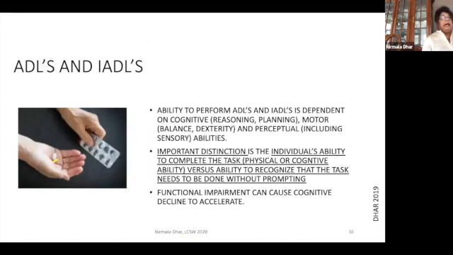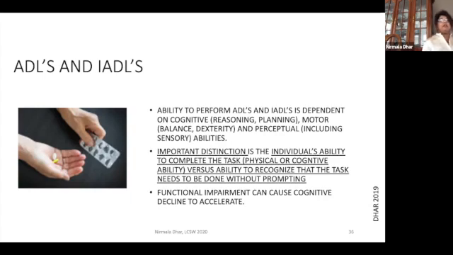So, ability to perform ADLs and IADLs is dependent on cognition, like reasoning and planning, your motor, your balance and dexterity, and perceptual, including sensory ability. So can you see how integrated it is? Important distinction is the individual's ability to complete the task versus the ability to recognize that the task needs to be done without prompting. That's the key.